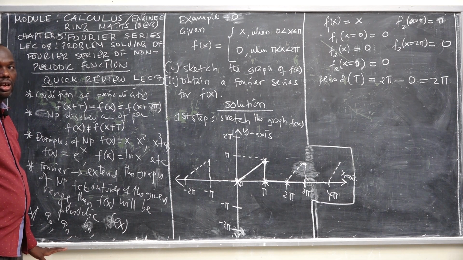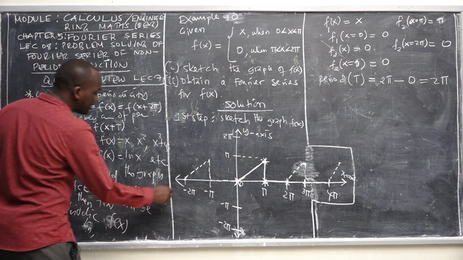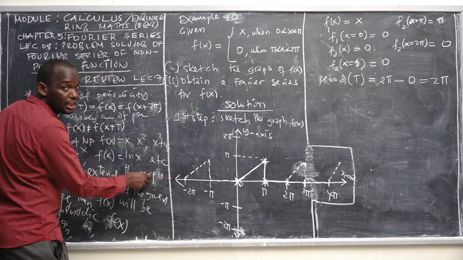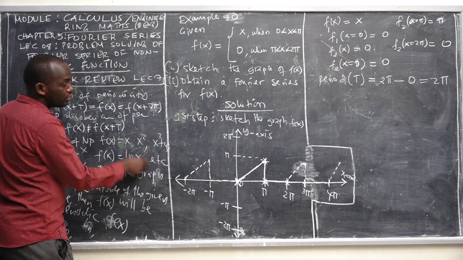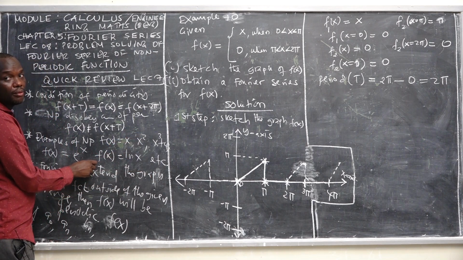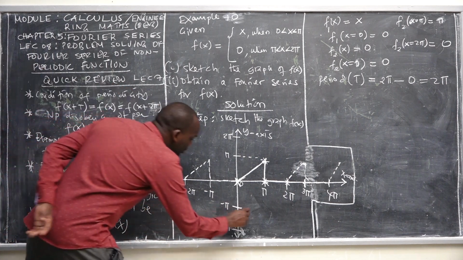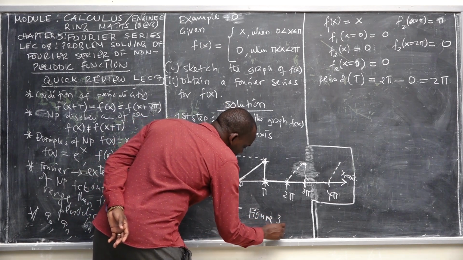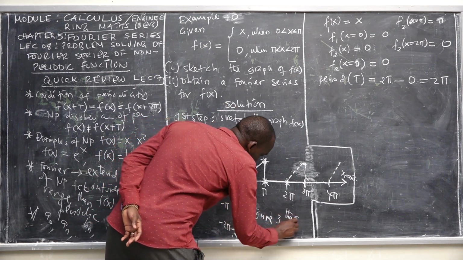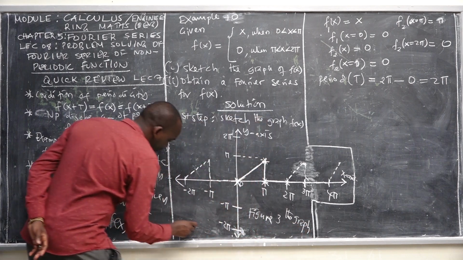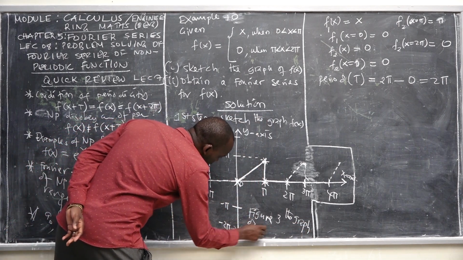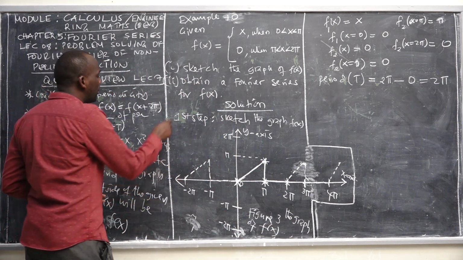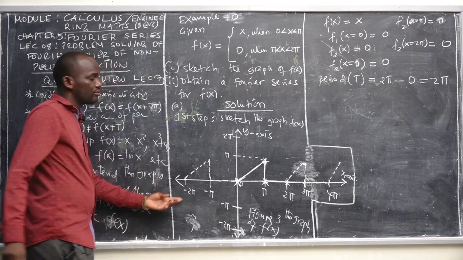Are we together? So you can even extend again. You are at this point, then you go for negative 3 pi. Then you move up, you go for negative 4 pi. So this is, I think, figure 3. Figure 3, we say the graph of f of x. So this is the graph, and this is all about the sketch of the graph.